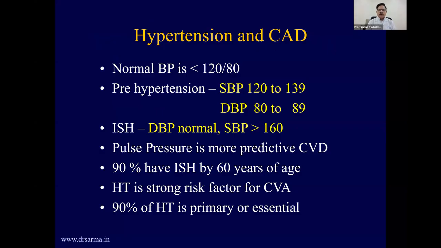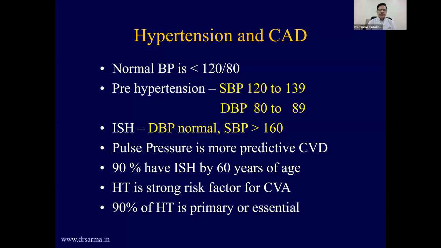Anything more than 140 systolic or more than 90 diastolic is hypertension, and in between these ranges is pre-hypertension. Anything more than that is called hypertension. The most important thing is isolated systolic hypertension. We say isolated systolic hypertension when the diastolic blood pressure is normal, but the systolic blood pressure exceeds 160.